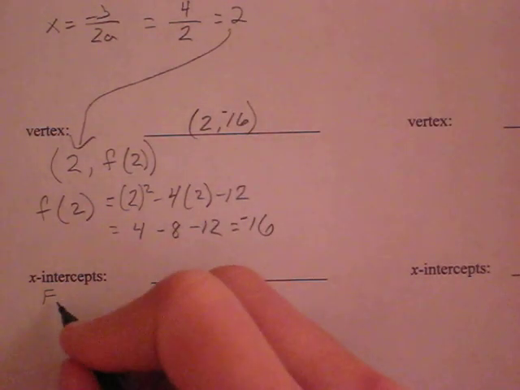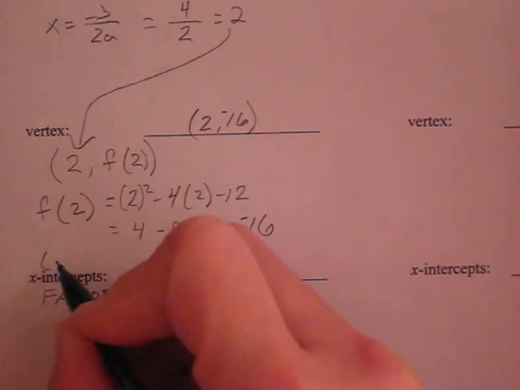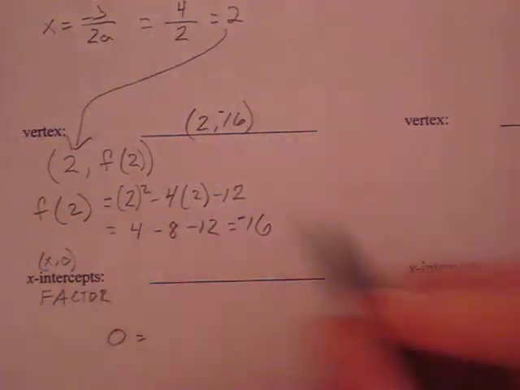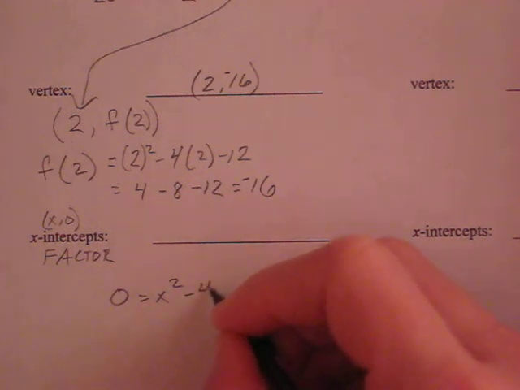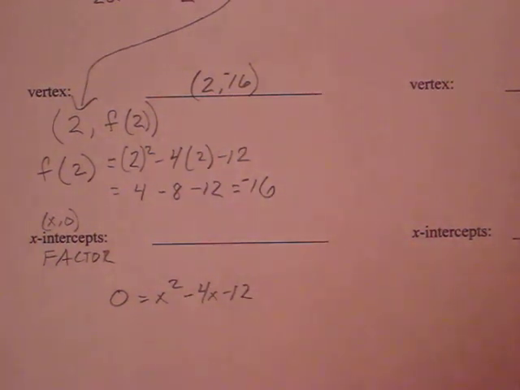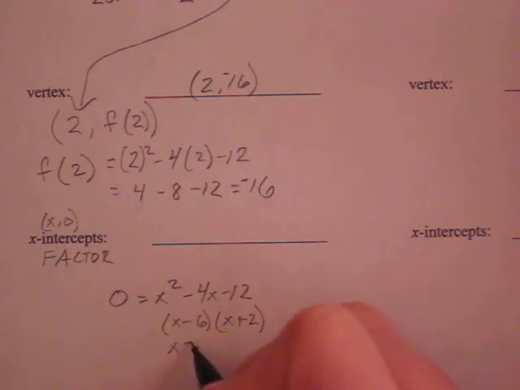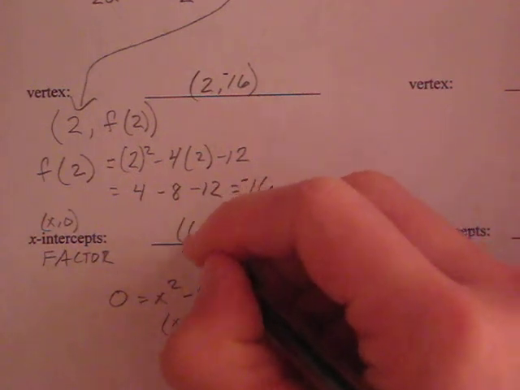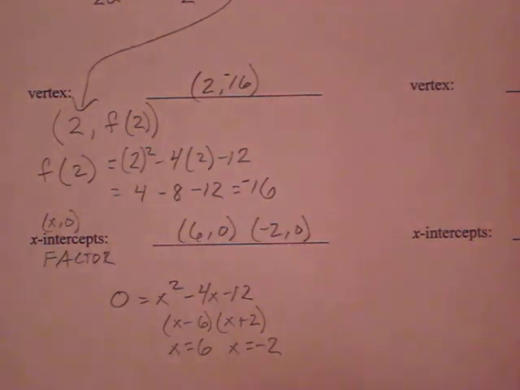My x-intercepts, you want to factor. You set y equal to 0, because at the x-intercept, y is always 0. So I have 0 equals the original problem, which is x squared minus 4x minus 12. And then you just factor this however you need to, which in this case is x minus 6 times x plus 2. So that means you have an intercept at x equals 6 and x equals negative 2, and you write those as points. And then my y-intercept is 0, negative 12.